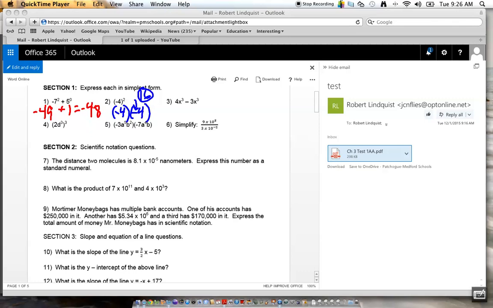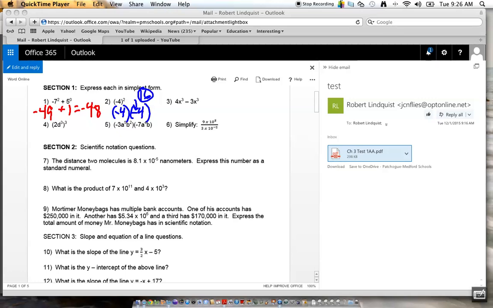Now, the next question says 4x cubed minus 3x cubed. Now, you're adding and subtracting, and whenever you add or subtract anything on the face of the earth, you always get back the same kind of thing that you started with. So, for instance, I love sweaters. I have lots of sweaters. I probably have 20 to 25 sweaters. So if I add sweaters to sweaters, what do I get? Sweater. Yeah, right, there you go.